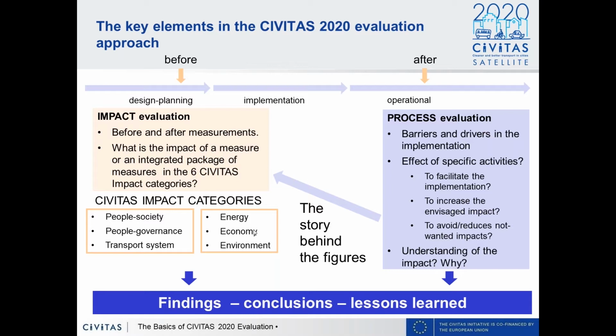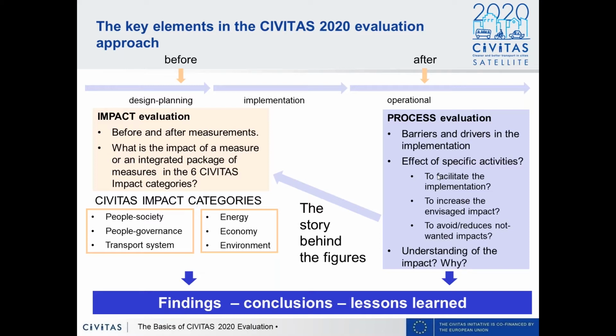What is the impact on economy? What is the impact on our urban environment, the livability of our cities, which is in fact the final goal of what is done in many cities. So that's impact evaluation. Just doing that is not sufficient, because in this way, we do not understand in the right way, in the best way, what's really happening when we are implementing these measures.